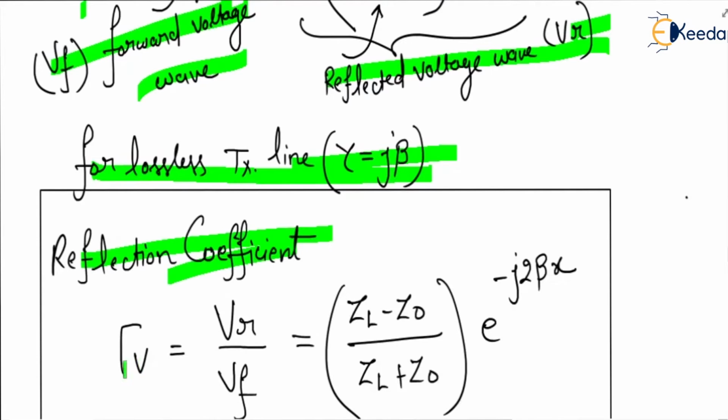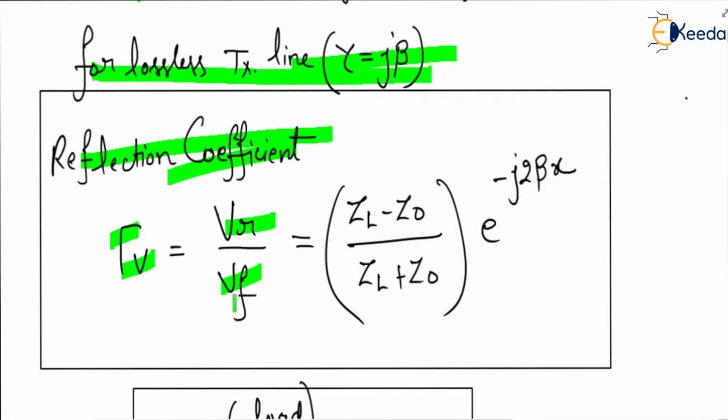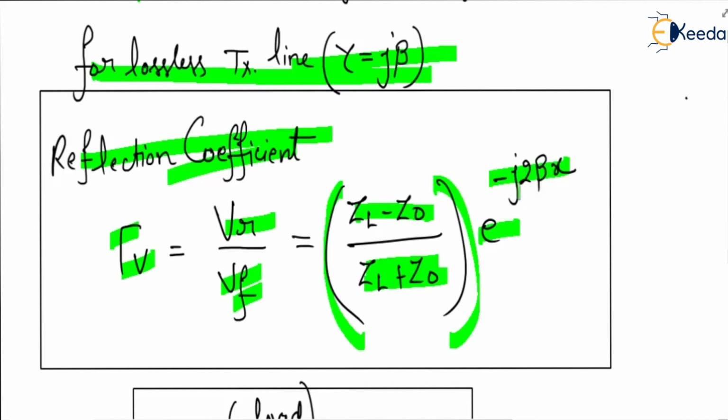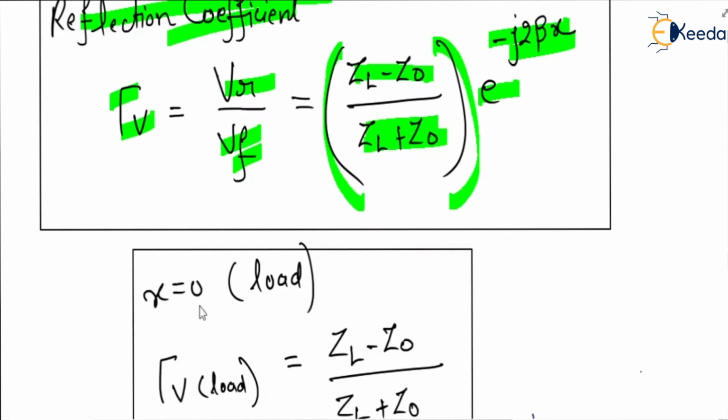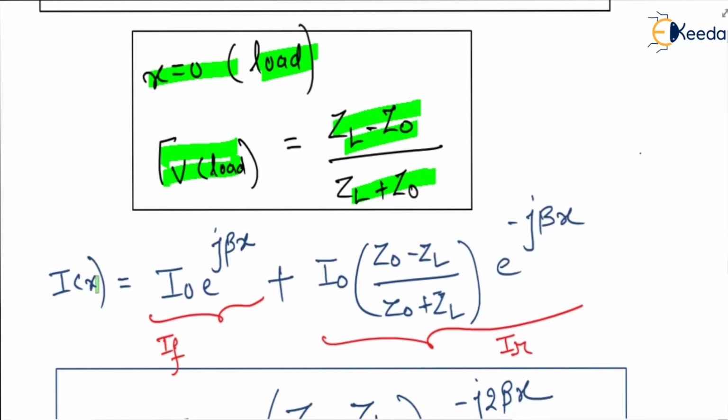So the reflection coefficient is gamma v for voltage. It is the reflected voltage wave divided by the forward voltage wave. When we divide these two waves, the answer is ZL minus Z naught upon ZL plus Z naught e to the power minus j 2 beta x. At x equal to 0, we consider the load. So gamma v at the load is ZL minus Z naught upon ZL plus Z naught.